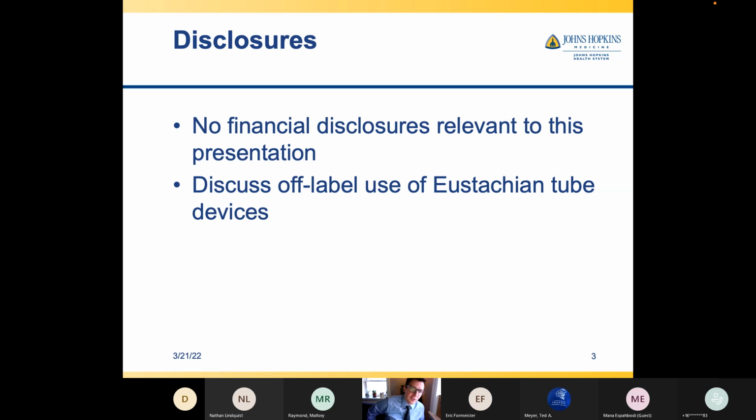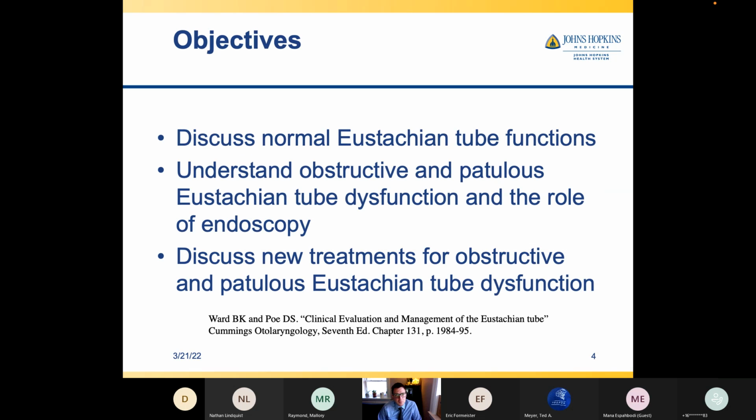I have no financial disclosures relevant to the presentation, but I will be discussing some off-label use of eustachian tube devices. The objectives are to discuss the normal eustachian tube function, also understand obstructive and patulous eustachian tube dysfunction, as well as the role of nasopharyngoscopy. We're going to talk about new treatments for obstructive and patulous eustachian tube dysfunction, and much of what I'm discussing here is included in greater detail in a chapter in Cummings Otolaryngology in the new edition. So seek that out for additional info.